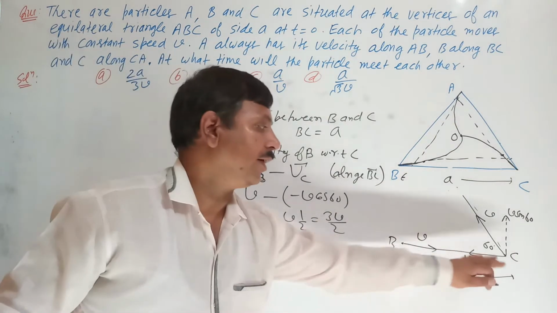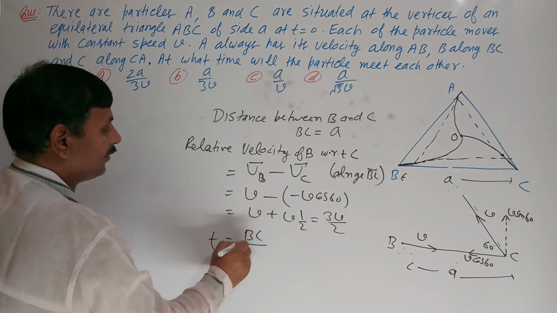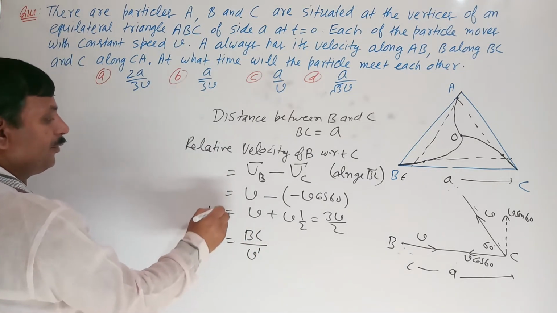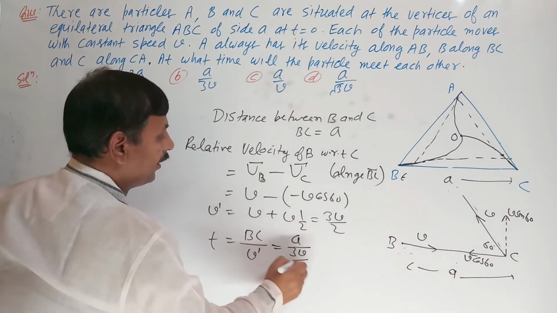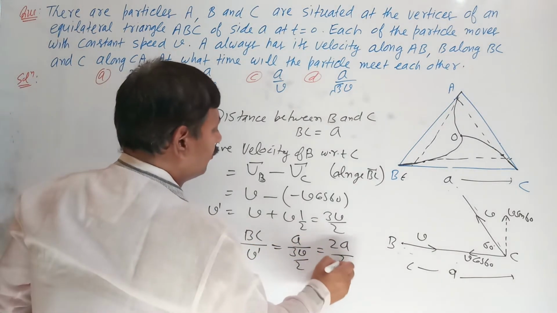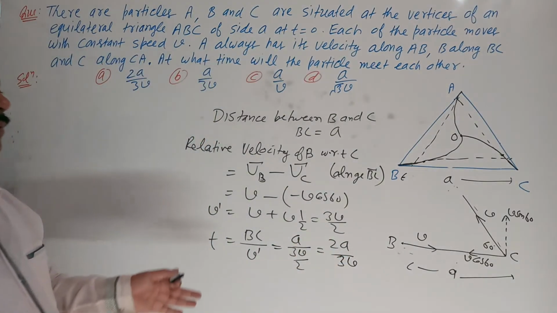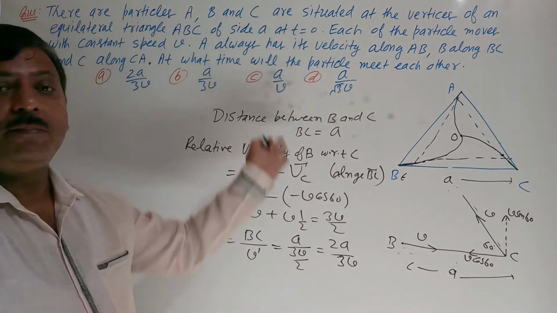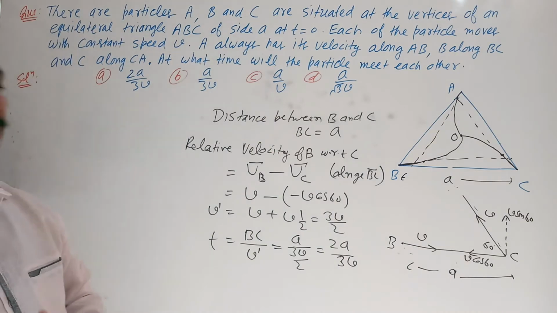So how much time will it take to cover the distance? BC upon the relative velocity. Suppose the relative velocity is v dash. So this is a upon 3v upon 2, that is 2a upon 3v. The time taken when the particles meet each other will be 2a upon 3v.